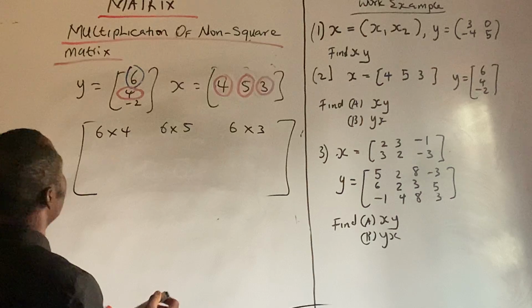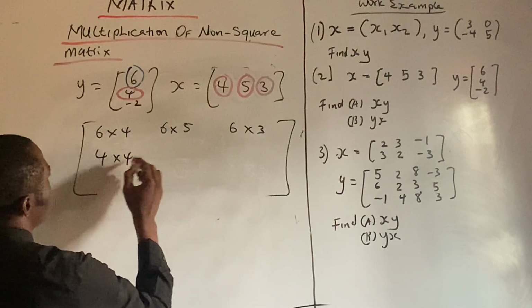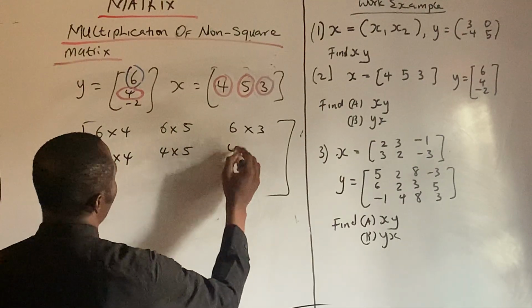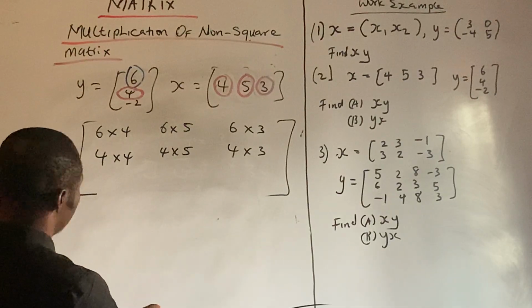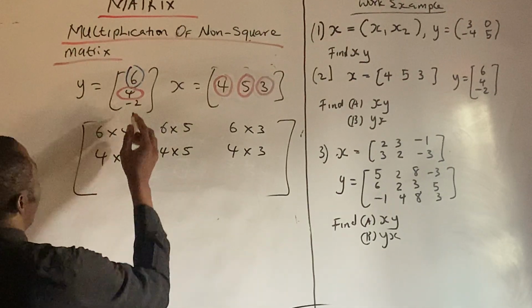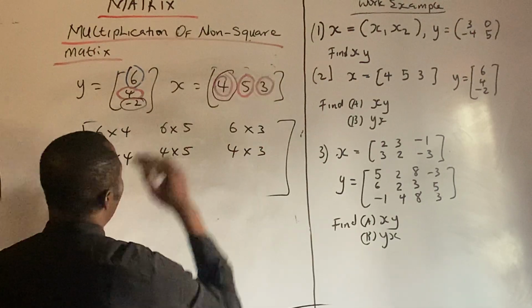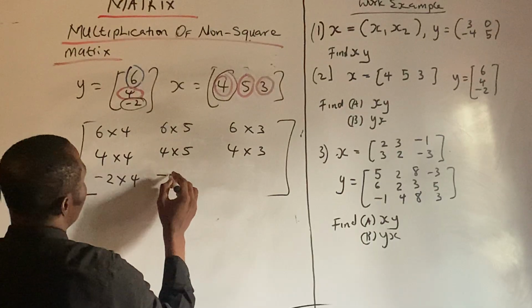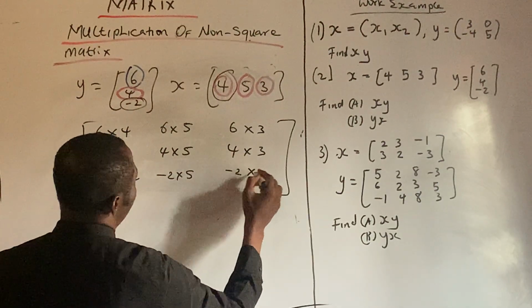All right, let's do that. So it will become 4 times 4. All right, 4 times 5. All right, 4 times 3. All right, the next one. Up next, we'll have this minus 2 multiplying everything inside here. Minus 2 multiplies everything inside here. Minus 2 times 4, minus 2 times 5, minus 2 times 3.